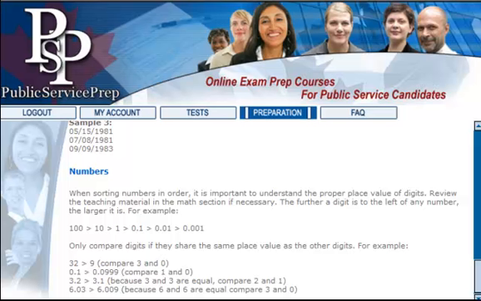Only compare digits if they share the same place value, obviously. So 32 is greater than 9, okay? 0.1 is greater than 0.099. If you're having a great deal of difficulty with this, review the math teaching material, especially on place value, but this should not be difficult for people.